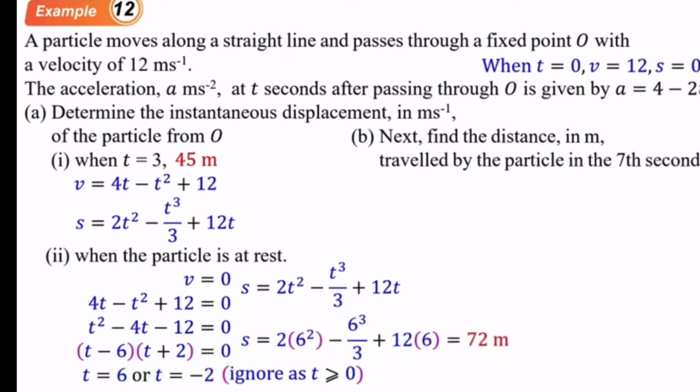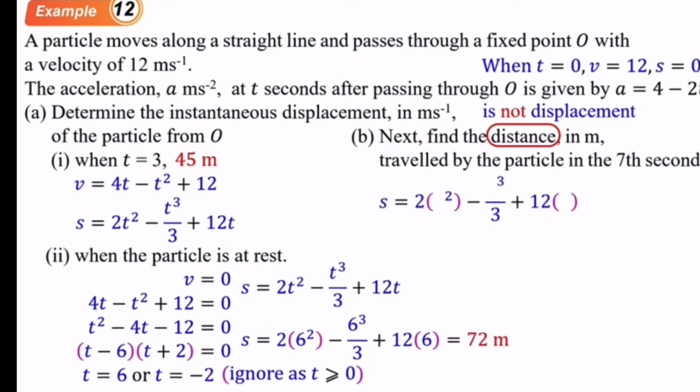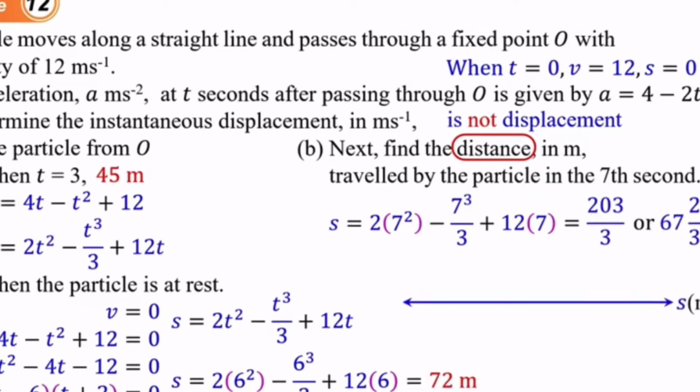Next, we need to find the distance in meters traveled by the particle in the 7th second. So it is not displacement, it is distance. So we need to be very careful, but we still have to use the displacement formula. So at the 7th second, we find the displacement. We substitute into the displacement function, we get the answer 203 over 3 or 67 2/3 meters.